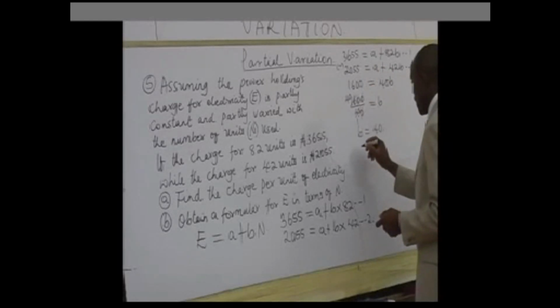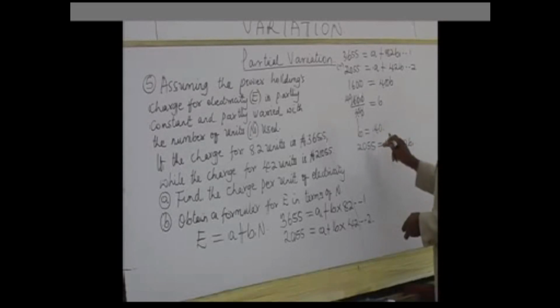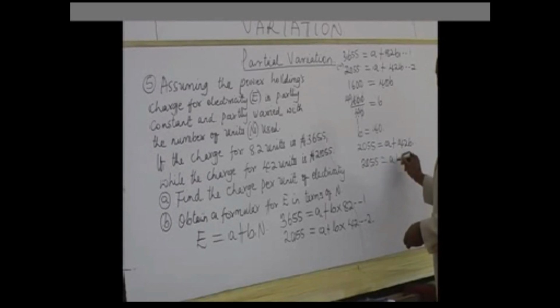Let's take equation 2. Equation 2 says that 2,055 is equal to A plus 42B. But we have calculated B to be 40. So substitute 40 for B. So we're going to have 2,055 is equal to A plus 42 times 40. I have used 40 to replace B. 42 times 40 is equal to 1,680.